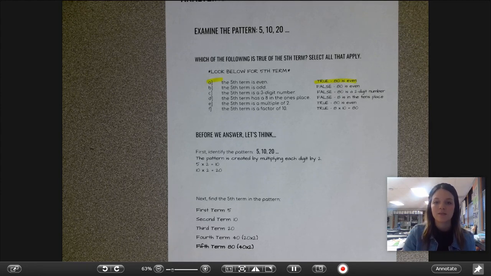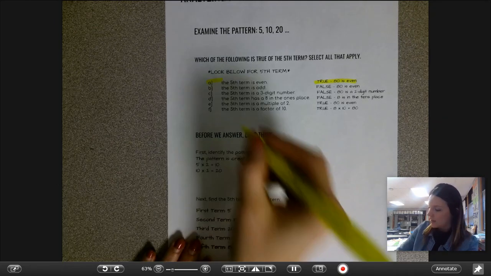The fifth term is a multiple of 2. Well, I know that 80 is an even number, which means that it can be divided by 2, which means that it's also a multiple of 2. If I count by 2s and continue, I will always get to 80. So yes, that one is true.